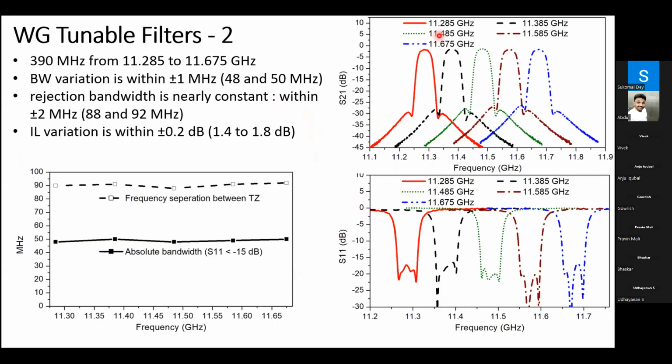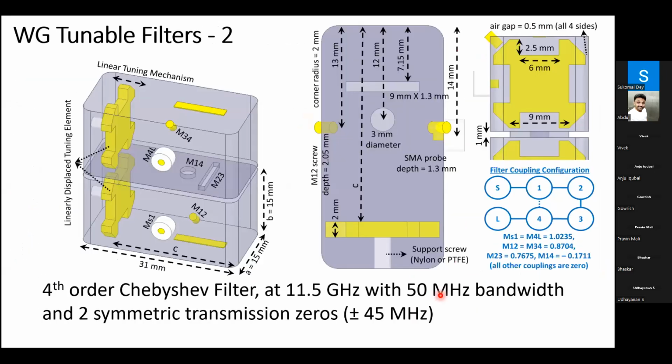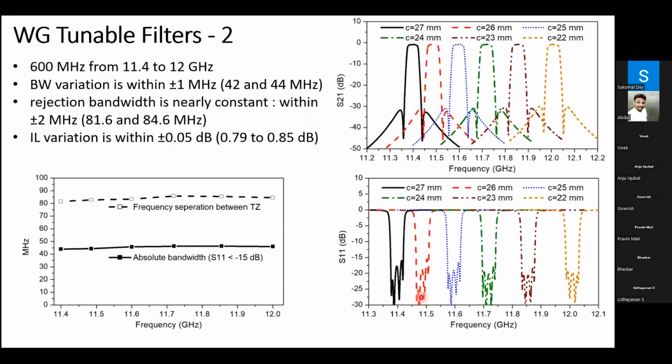So these are the measured responses. And we see that it is maintaining the constant bandwidth over the tuning range, but the insertion loss has increased. You can see there is a rounding off of the insertion loss, right? Because we used aluminum. And the bandwidth is so tiny that any small machining inaccuracies in the aluminum can significantly increase the insertion loss.